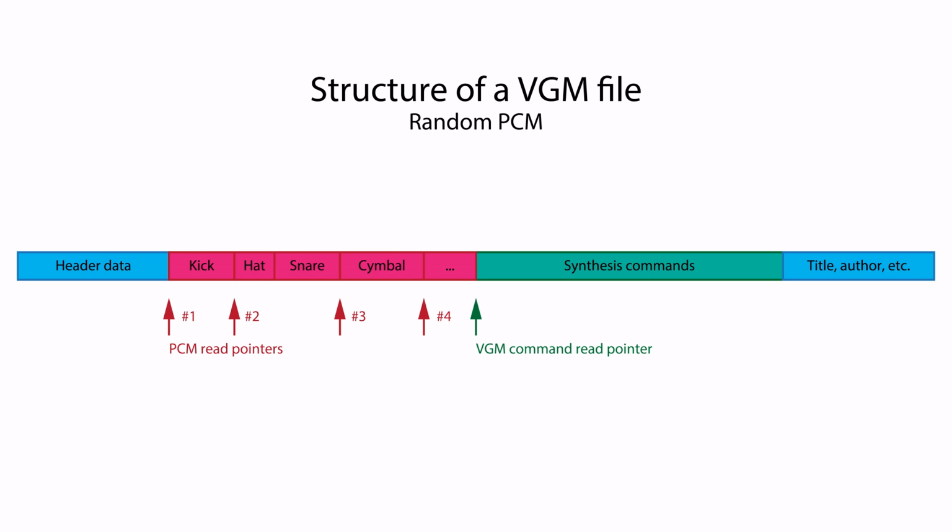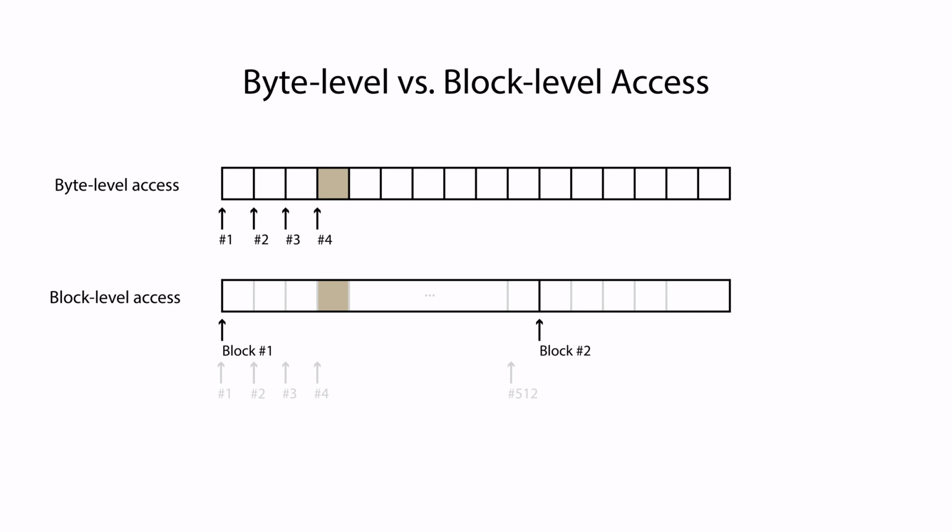I call the third PCM strategy random PCM because it works using random access to the SRAM on the byte level. In contrast, the microSD provides random access on the block level. To access a specific byte address on a microSD, you have to read in 512 bytes to retrieve the block in which the byte address resides.